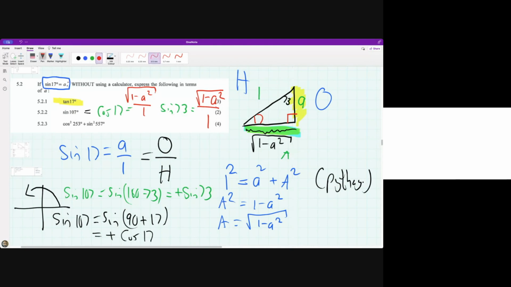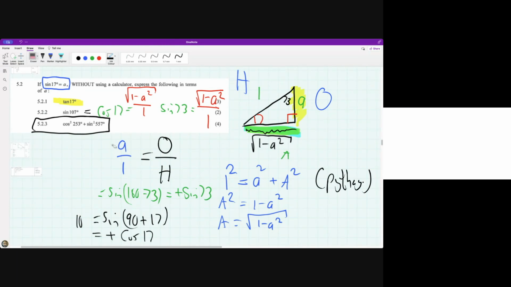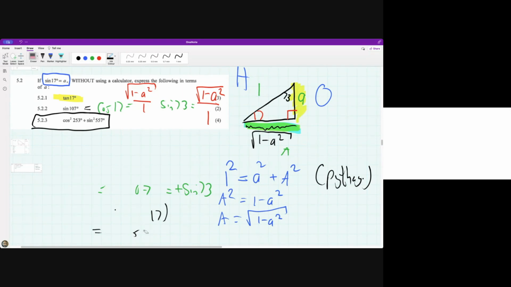Okay, let's do 5.2.3. I'll give you a tip. You need to reduce these things. So you go ahead and you tell me when you finished reducing them. I'll give you some time. I want you to reduce, and then once you've reduced, I want you to look at the triangle.